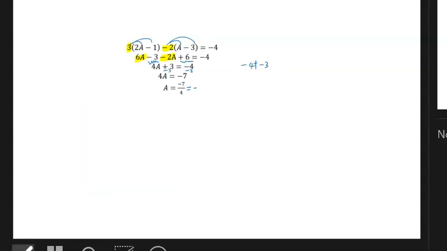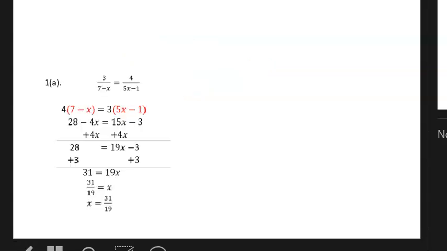We could do one more step. Negative divided by positive is negative. So we get negative 7/4. Because 7 divided by 4 is not a whole number, so we can leave it as a fraction.